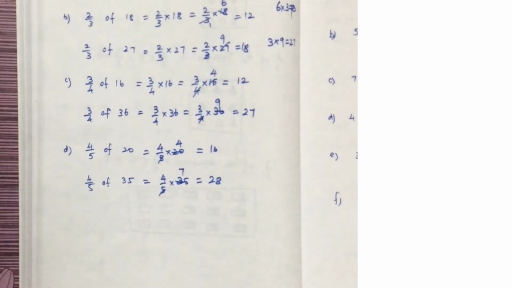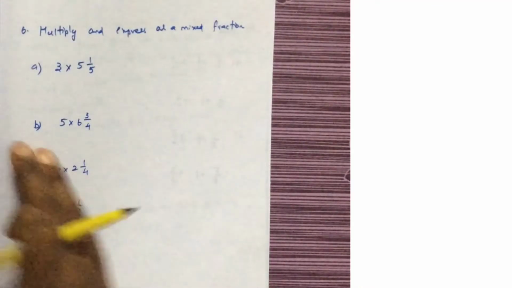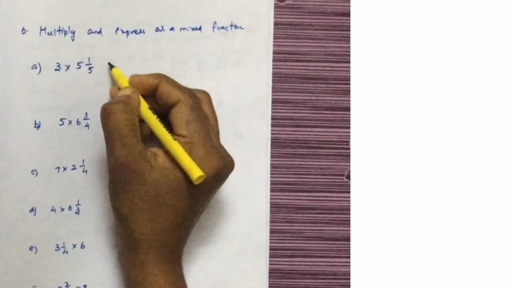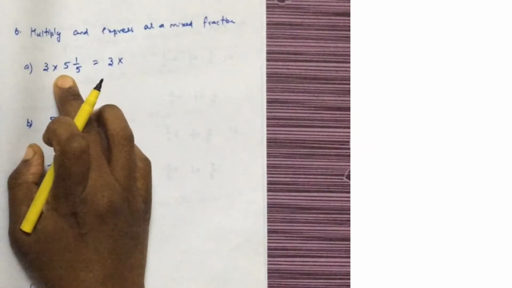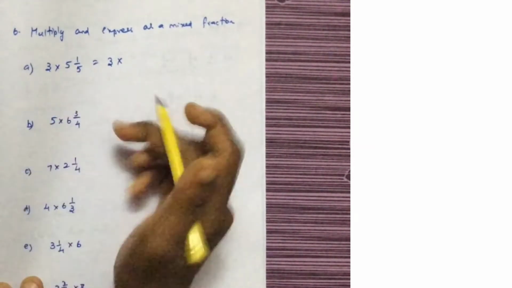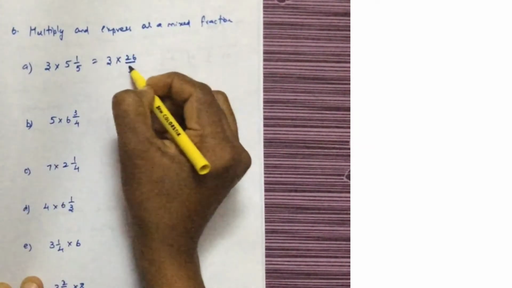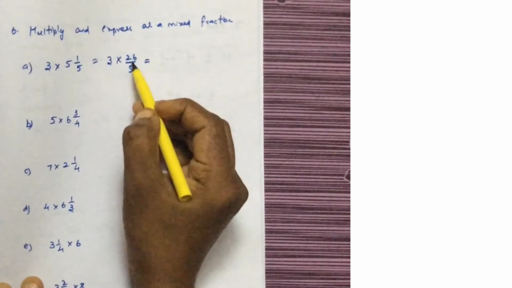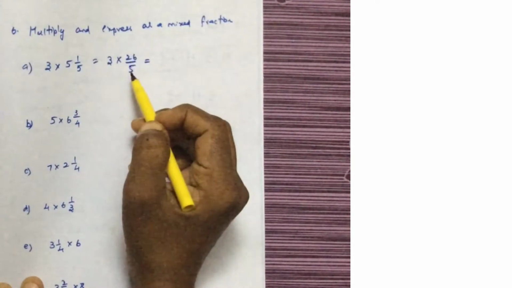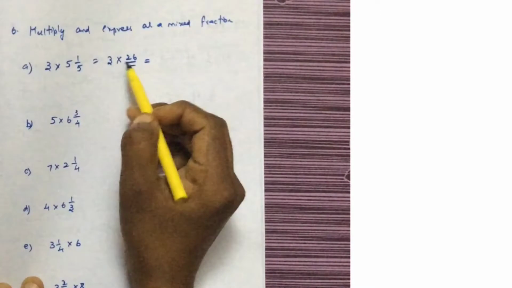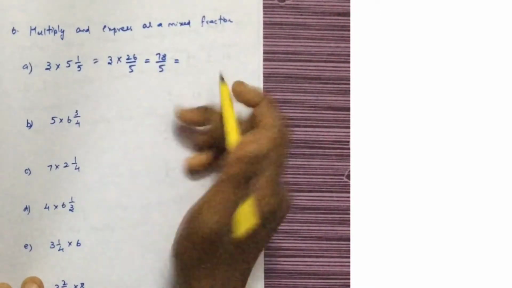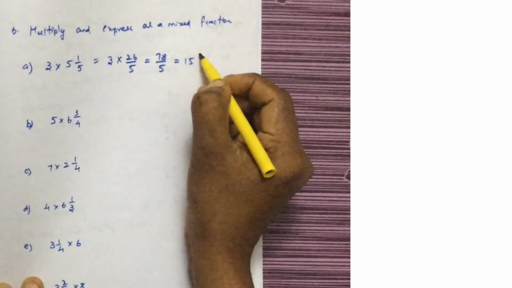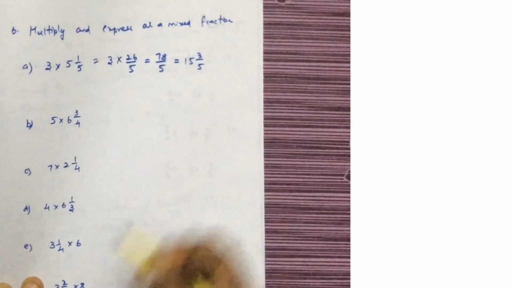Okay, multiply and express as a mixed fraction. So first is the 3 is there multiplied by this 5 multiplied by 5 is 25 plus 1 26. So 26 by 5. Okay, now what is 20? Here we can't cancel anything. Okay, what is 26 multiplied by 3 is 78 divided by 5. If you divide this, you can say that is equal to 15 3 by 5.